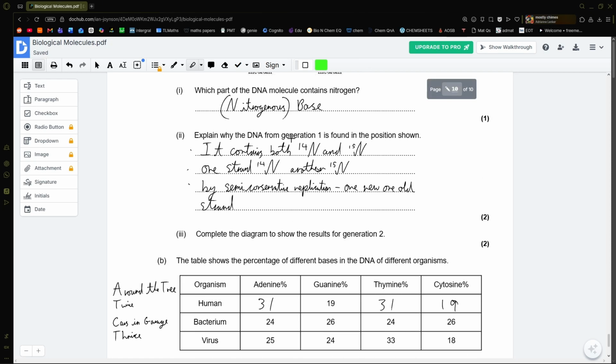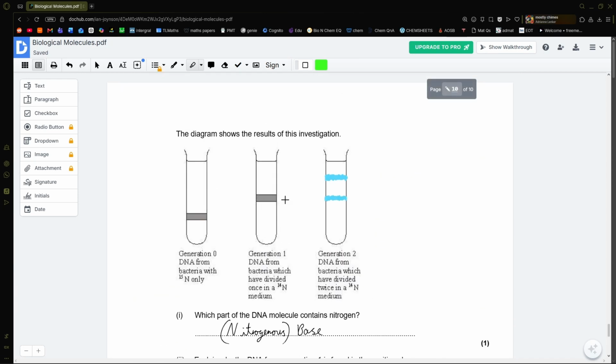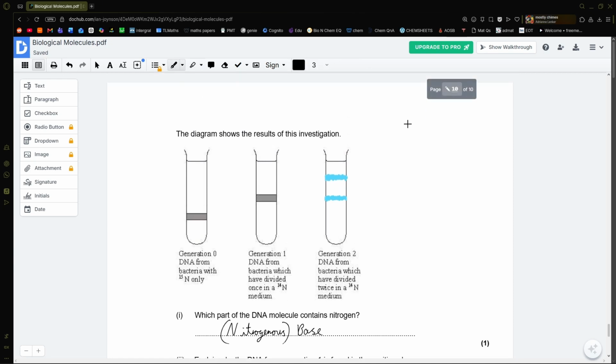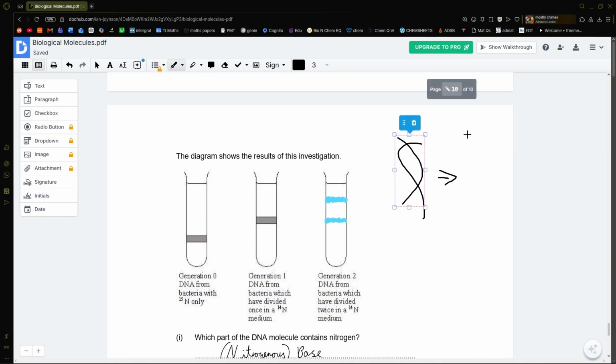Explain why the DNA from generation 1 is found in the position shown. So, DNA in generation 1, we find it in the middle. And why is that? We start off with 15N, then we put it in 14N, and if you think about semi-conservative replication, here we have a DNA with 15N. Then this goes into 14N, and then it splits, so you have one strand of 15N, and then you have another strand of 14N.